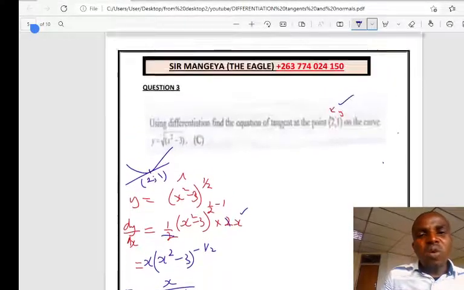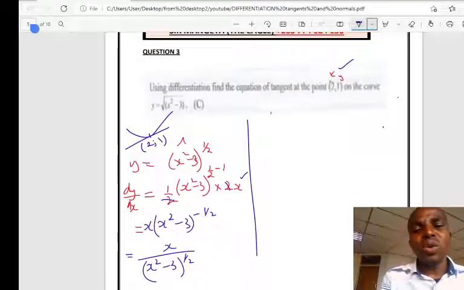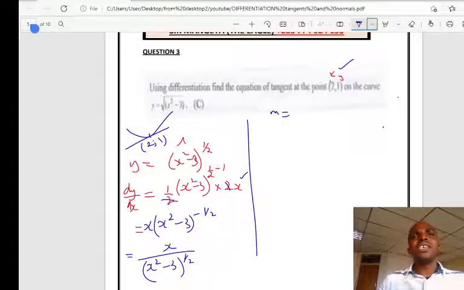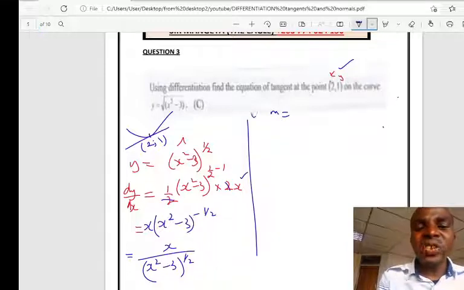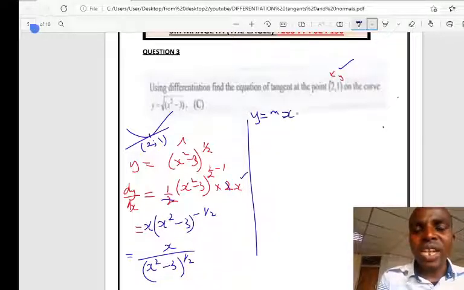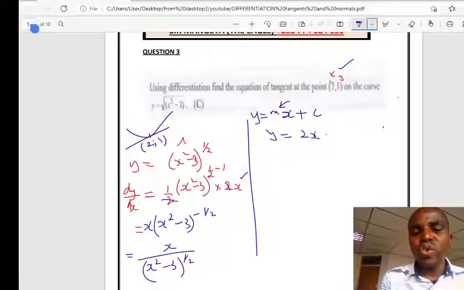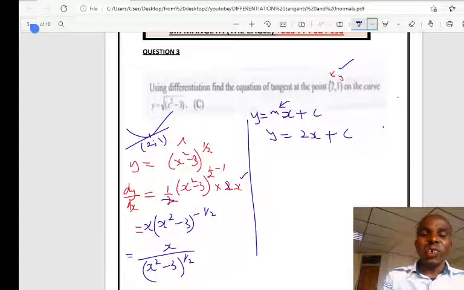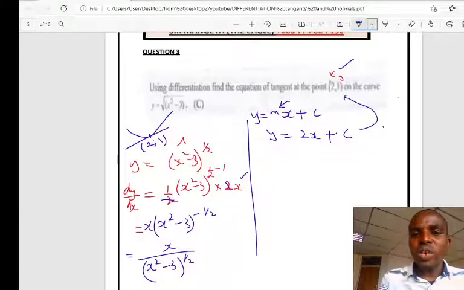So now we have our gradient 2 and the point (2, 1), which lies on the curve, and also on the tangent. Tangent is a straight line. So to find the equation of a tangent, you say y is equal to mx plus c. So m will be the gradient, which is 2 in this case. It will be y is equal to 2x plus c. dy/dx that we have found where x was equal to 2. Then to find c, use these coordinates 2 and 1.